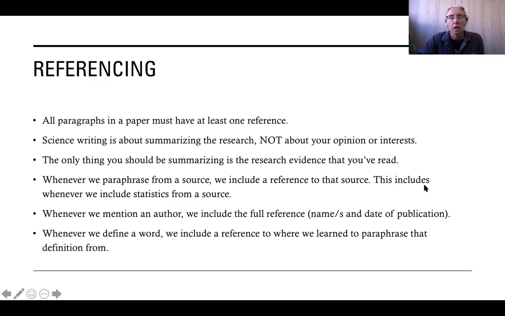And this also includes if you're using statistics from a source. Obviously, you got that information from somewhere, so you need to reference where you got that information from. Whenever we mention an author, we always include the date of publication, so we always include a reference. And whenever we define a word, we include a reference to where we learned to paraphrase that definition from. You may be reading this and thinking that's a lot of referencing. Yeah, science writing includes a lot of referencing because you're summarizing information that you have learned from other sources.